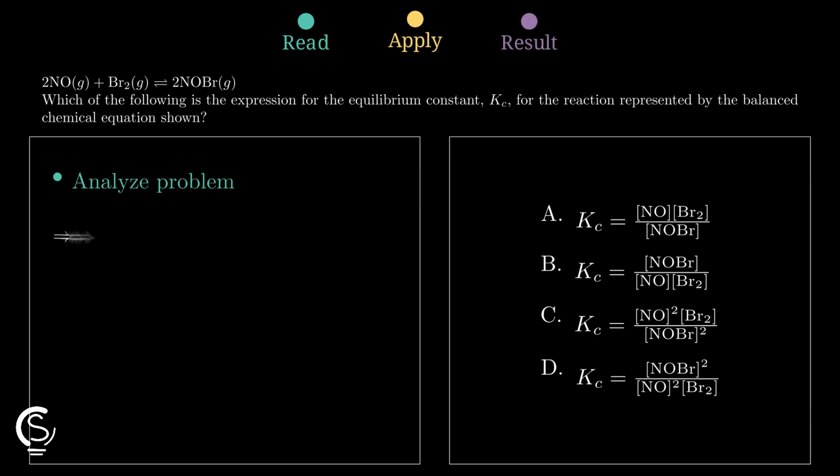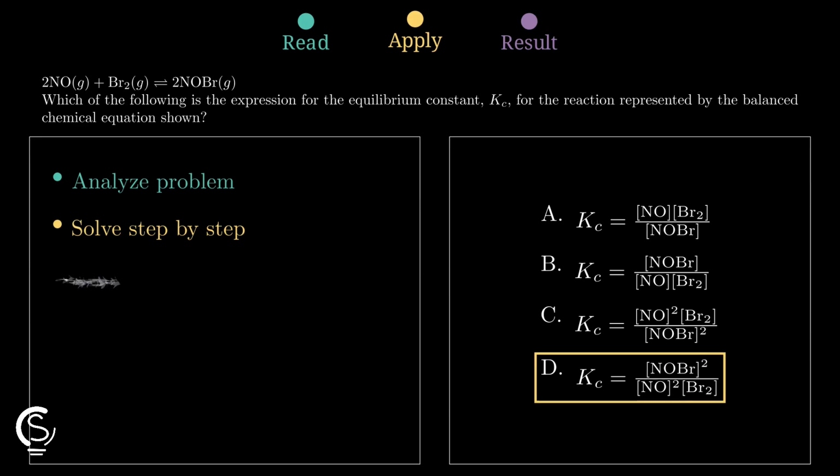Finally, we combine everything into one single ratio. Since bromine has a coefficient of 1, its exponent is just 1. This leads us directly to the correct expression in option D.